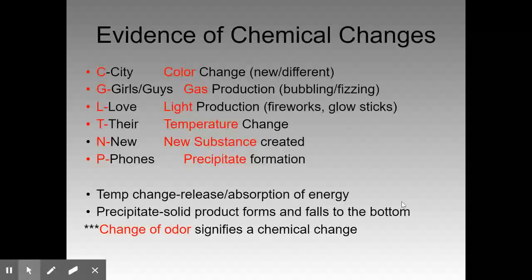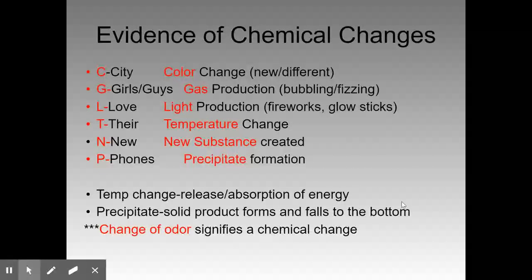Nothing new was created. The G stands for gas production. We'll know gas is produced because we'll see bubbling or fizzing in our chemical reaction. Think Alka-Seltzers. L is going to be anything that produces light unexpectedly on its own, such as things like fireworks or glow sticks. The T is going to stand for a temperature change.